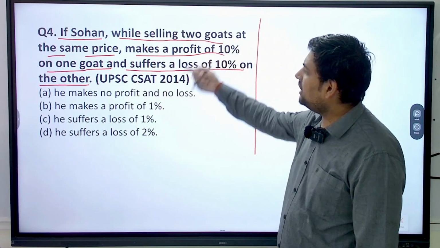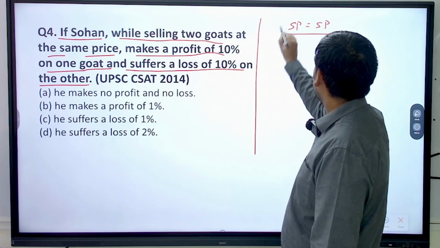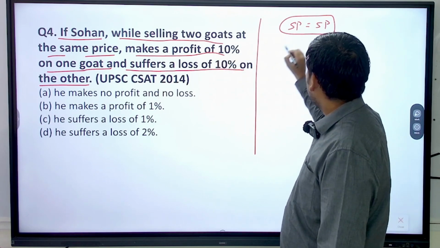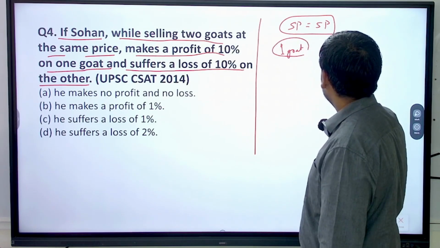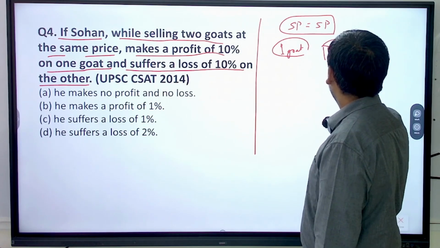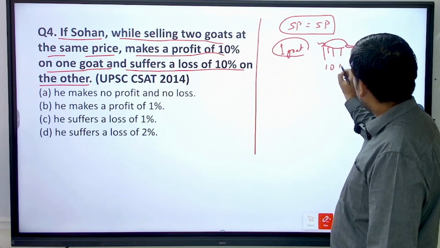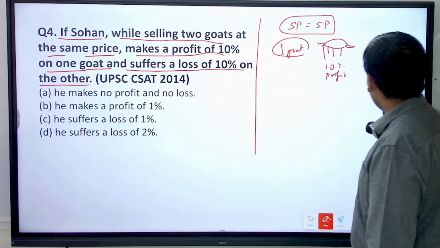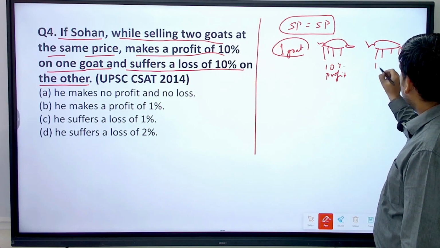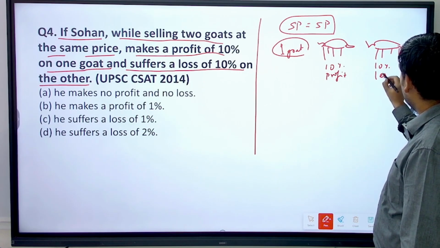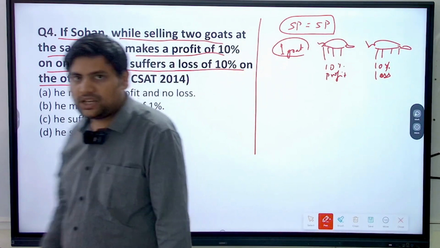Now Sohan is selling 2 goats at the same price. That means the selling price is equal for both of them. Now, let's say this is one goat, and in this he is getting 10% profit, and for this goat he has 10% loss. 10% profit and 10% loss.